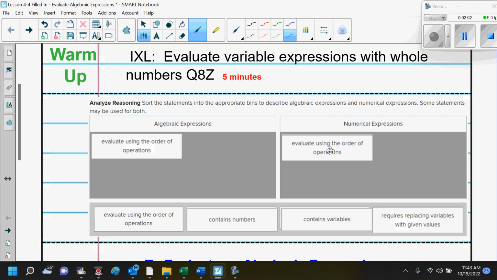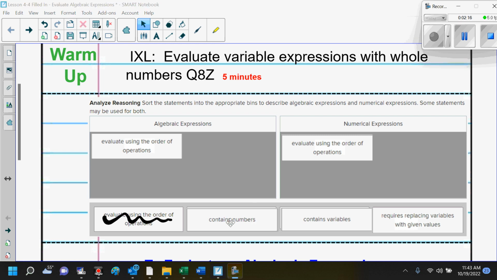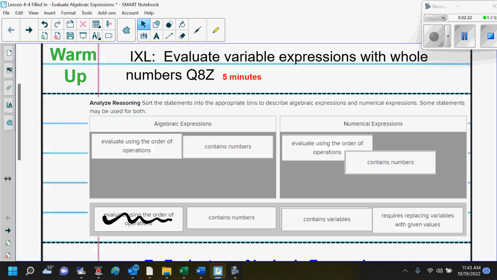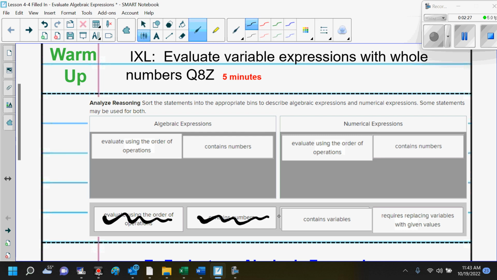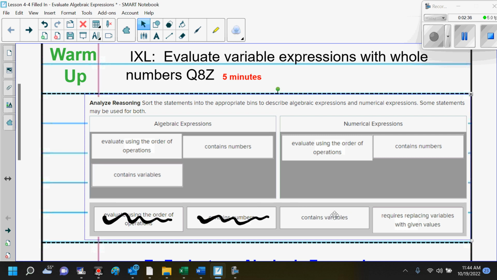All right. How about contains numbers? So, contains numbers. Where does that go? Good, very good. Both algebraic expressions and numerical expressions have numbers. So we're done with that one. What about contains variables? That one is going to be algebraic. Do I have any variables in numerical expressions? Nope, so we're done with that one.